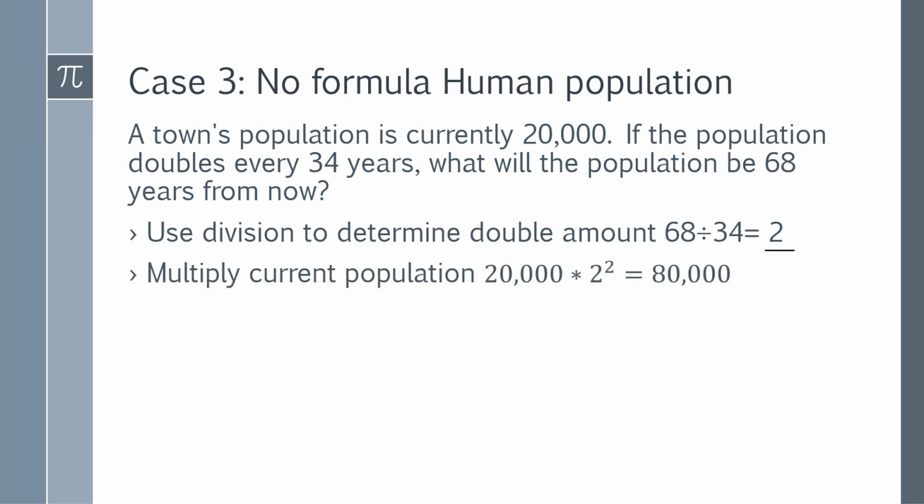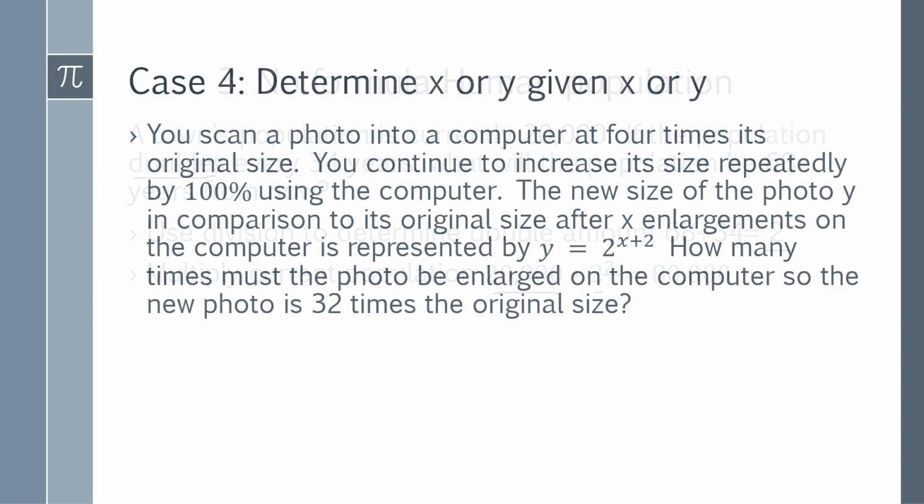All right? And when you do that, all you have to do is multiply times 2 because it says double, to the power of 2 because that's how many times it would double between when you divide 68 by 34. And you get 80,000. Pretty easy formula. All right, we are at our last case.